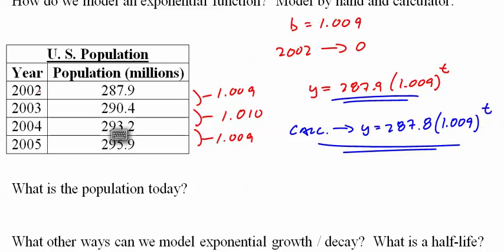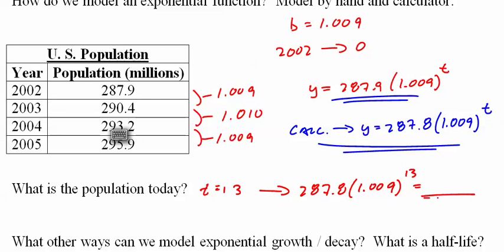So the population today, if the year 2002 is 0, then the year 2015 is 13, so t equals 13. I'll use the calculator one: 287.8 times 1.009 to the 13th. We should have about 323 million people in the United States today, which is interesting. I don't know what it is off the top of my head. I think it's a little bit higher than that, a little bit lower than that, but it moves so fast and things change so much, it's a tough call. But that's what exponential growth is.